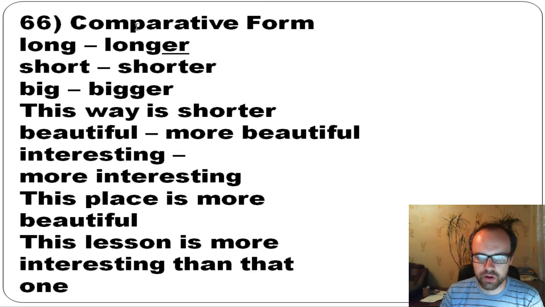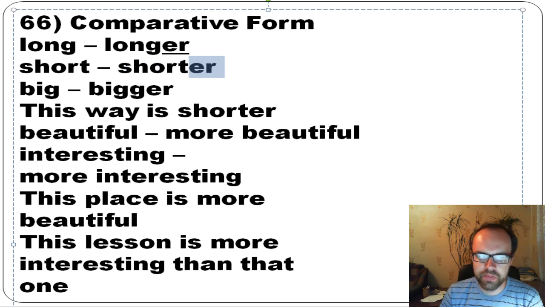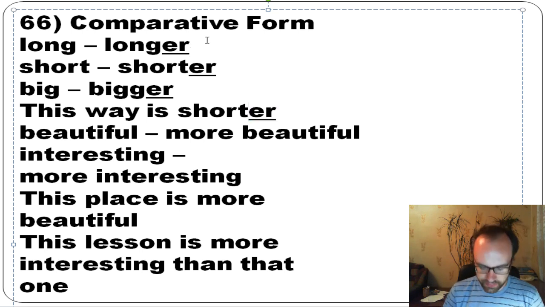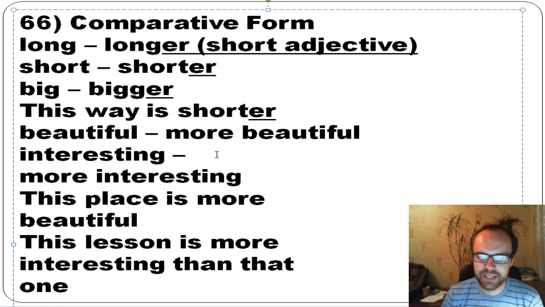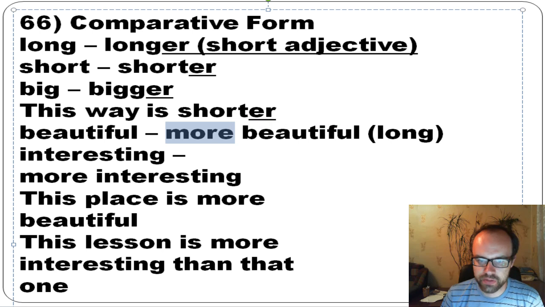Okay, comparative form. Long, longer. So we use er. Short, shorter. Big, bigger. This way is shorter. We usually add er if it's a short adjective. If it's a long adjective, we usually use more before an adjective. So beautiful, more beautiful. Interesting, more interesting. This place is more beautiful. This lesson is more interesting than that lesson or than that one.